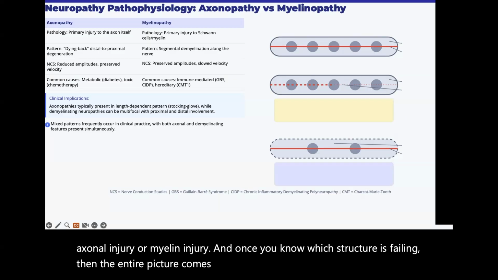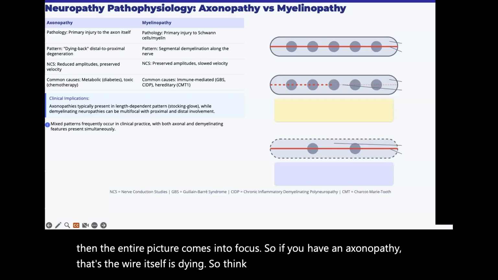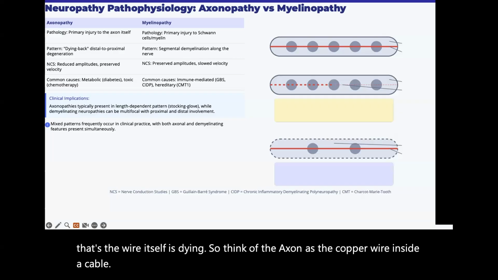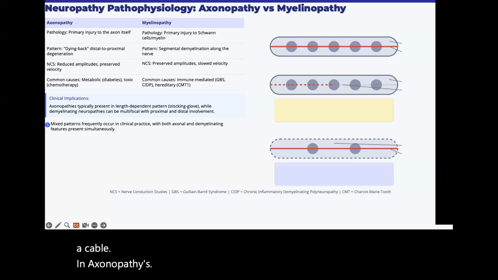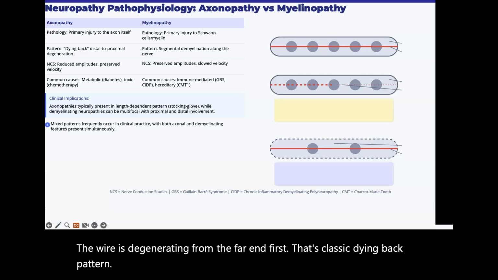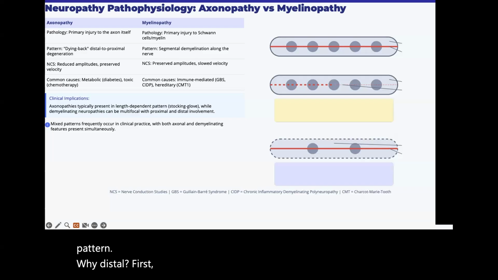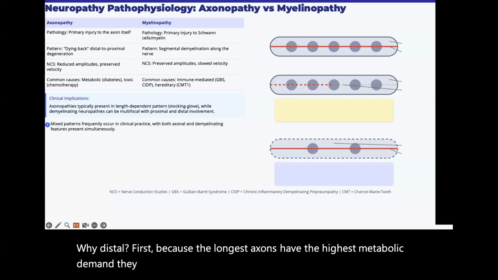So if you have an axonopathy, that's the wire itself is dying. So think of the axon as the copper wire inside a cable. In axonopathies, the wire is degenerating from the far end first. That's the classic dying back pattern. Why distal first? Because the longest axons have the highest metabolic demand. They need mitochondria, ATP, axonal transport running nonstop.